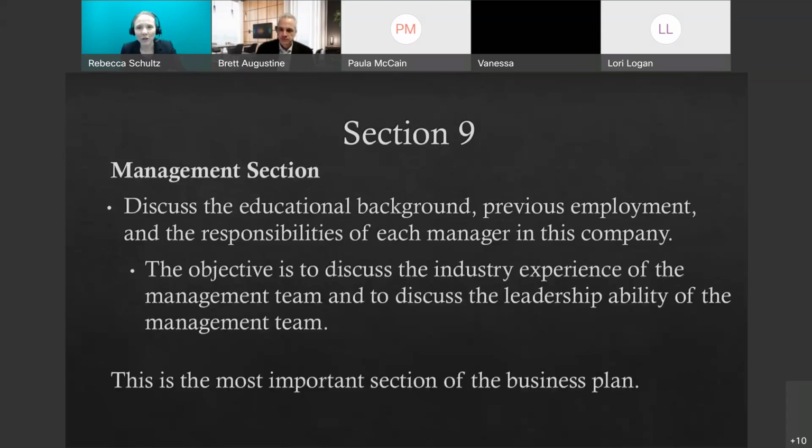It's all about you. That's right. Section 9 is about management. It's about understanding your educational background, right? Your team's background, maybe previous employment where you've done this in a similar capacity with another company, right? And then responsibilities of the management of the company and those team players that are really critical.